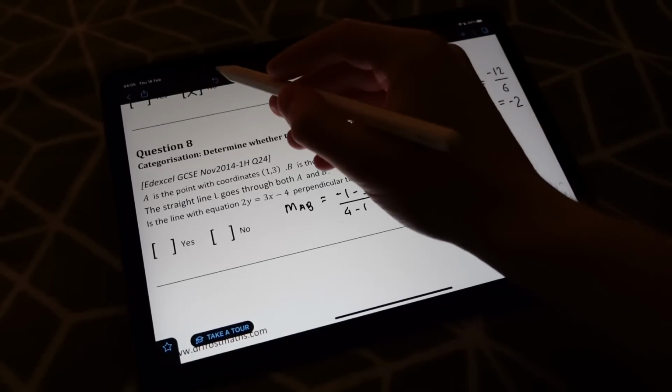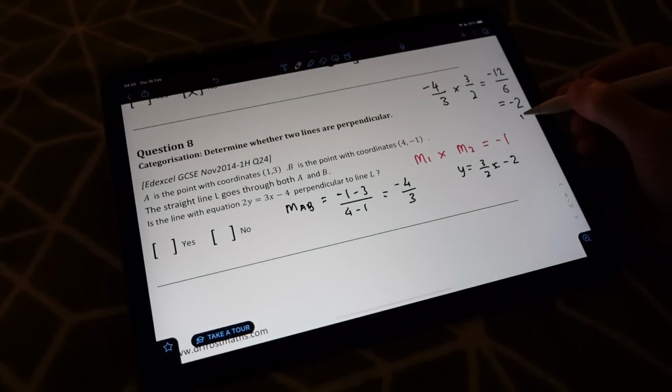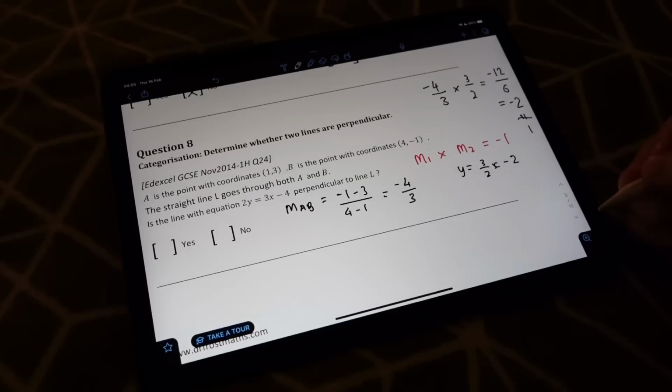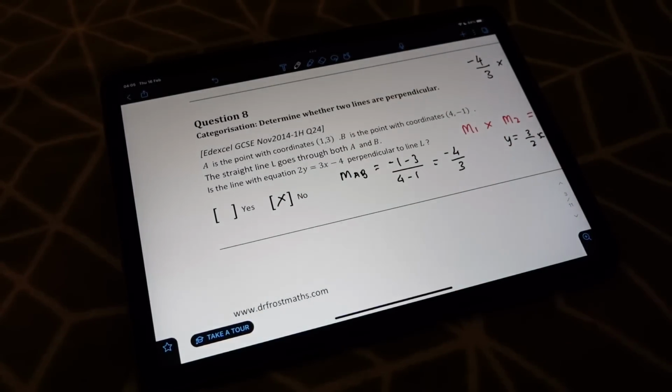I don't know why I wrote it like that. I guess I'll just do it like that. So I would say nope if I was doing this question.